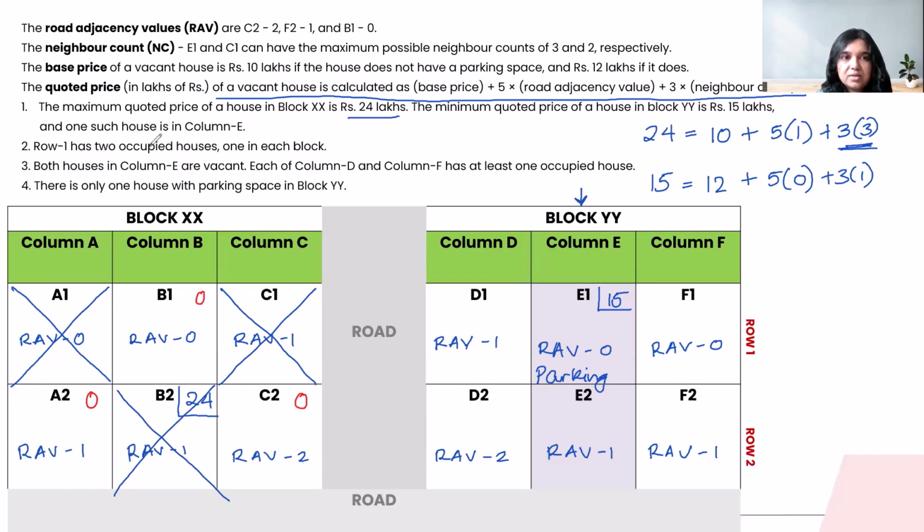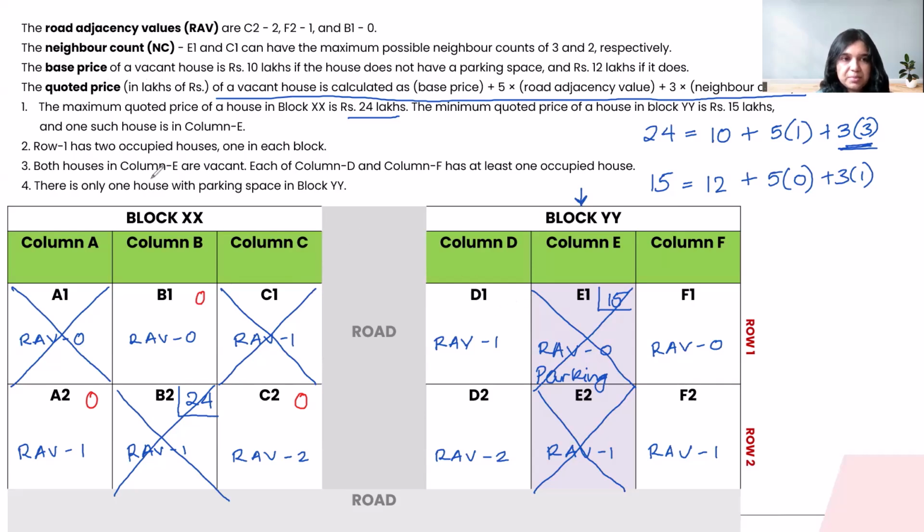Likewise, there is one occupied house in block YY in row 1 as well. Now, E1 is vacant. This is something we know of already. So E1 and E2 are vacant. This has been provided as a condition. It's either D1 or F1 that's going to be occupied in row 1. Let's take a look at D1. If D1 is occupied, can we find out what could be the price of D1?